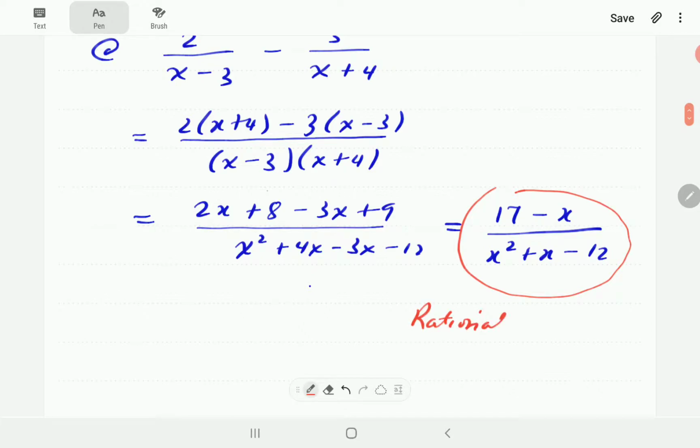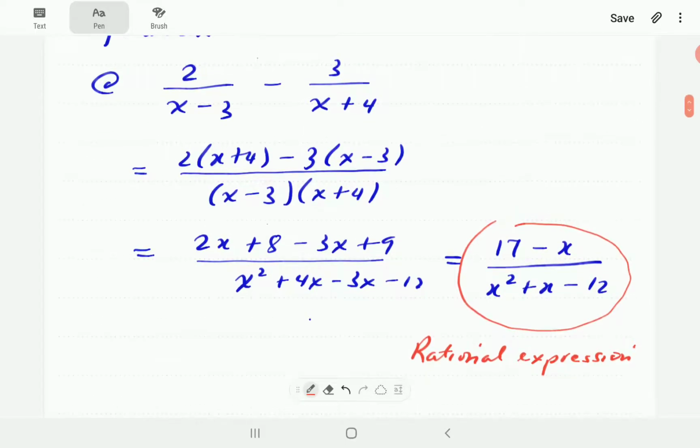So a rational expression is an expression where you've got a polynomial divided by another polynomial. So this idea is like parallel to the idea of rational numbers, where you've got an integer divided by another integer. So integers and polynomials have got lots in terms of their properties that is common.